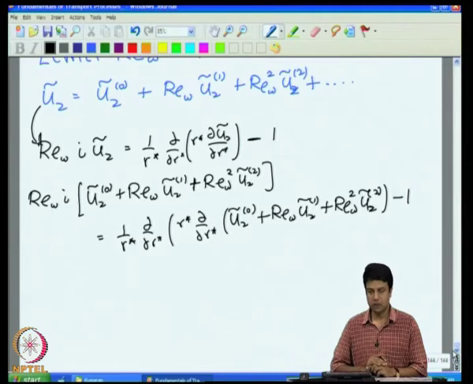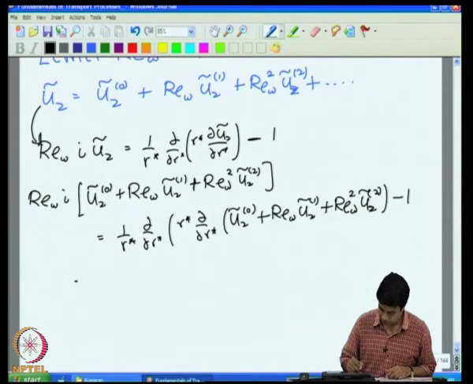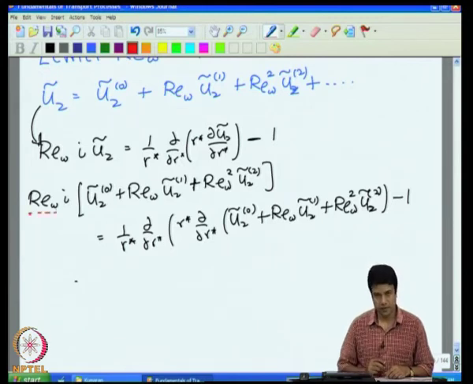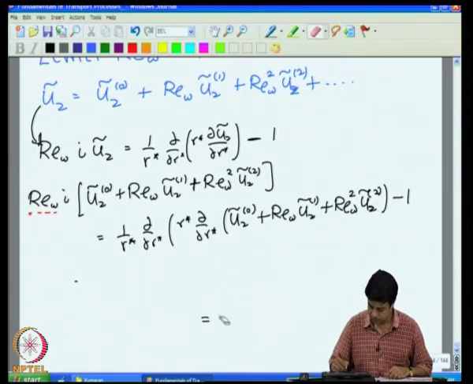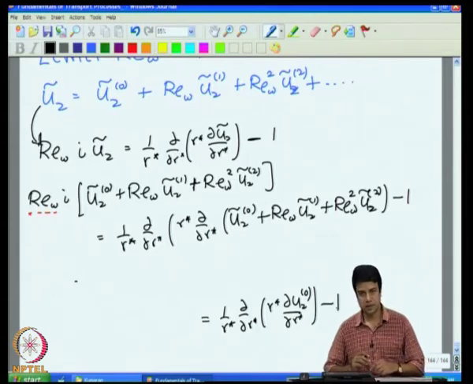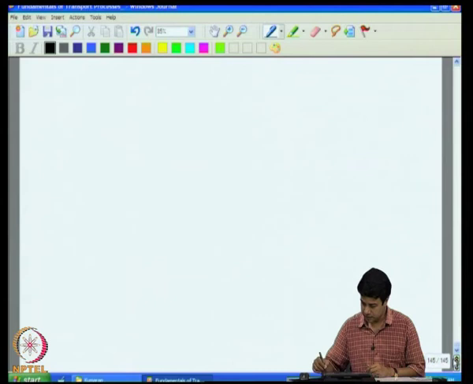Okay. So, if Re omega were identically equal to 0, then I could neglect all the terms proportional to Re omega and I would get, on the left hand side, just 0, because on the left hand side I have an Re omega that is multiplying everything. So, on the left hand side I will just get 0. Okay. On the right hand side I will get is equal to minus 1. Okay. So, these are the terms that are independent of Re omega in the limit as Re omega goes to 0.